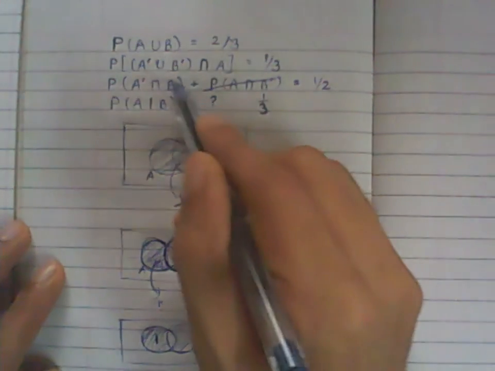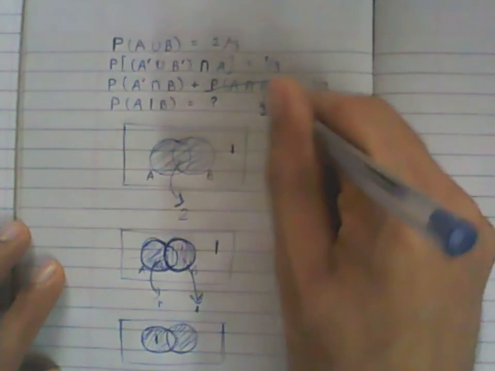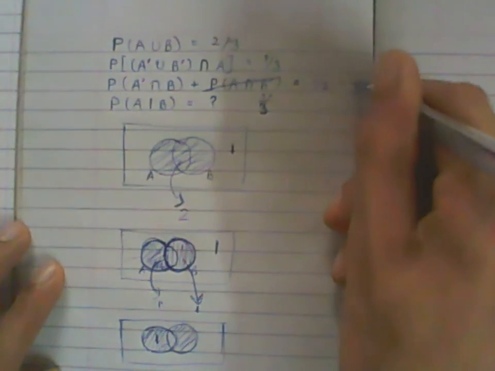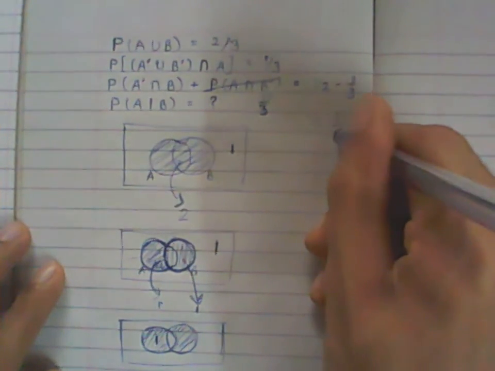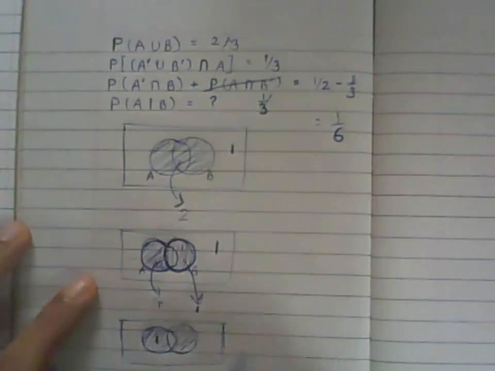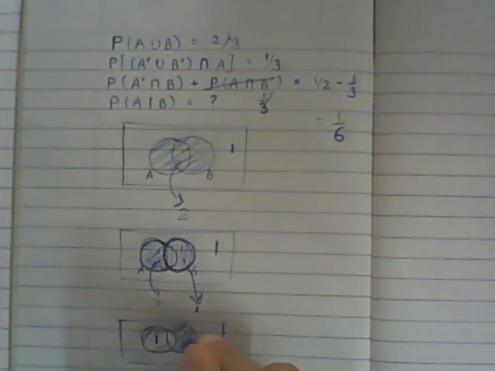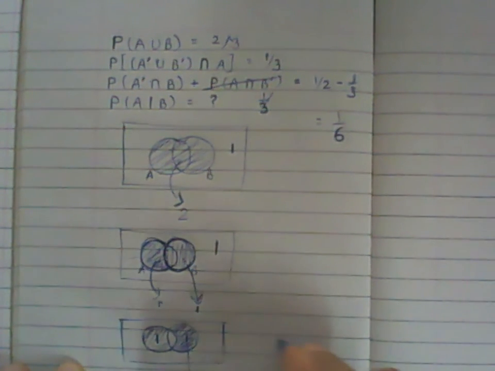So what this gives you actually is, if I were to shift this 1 by 3 over here, it would become a half minus 1 by 3, which is nothing but a 1 by 6. So what this is telling you is the probability of A complement intersection B is this region, is 1 by 6. And so that just means that if I have 6 articles in all, one of them will lie in here.